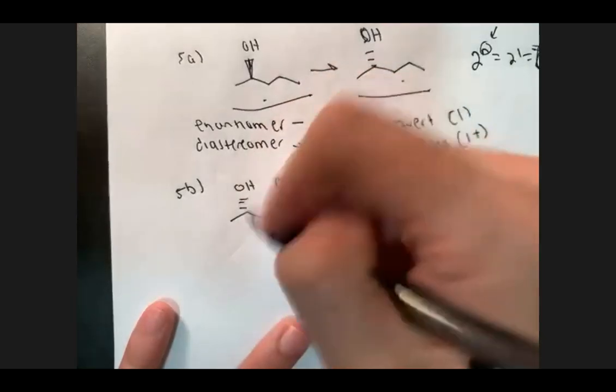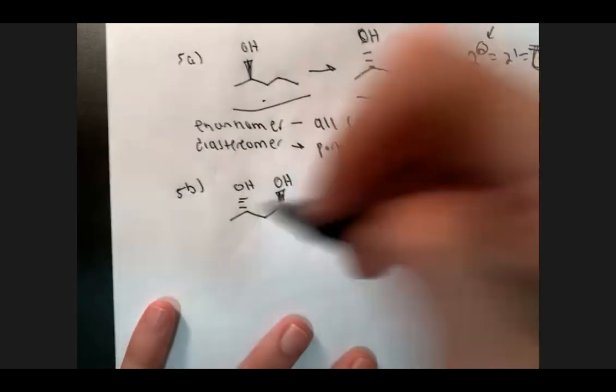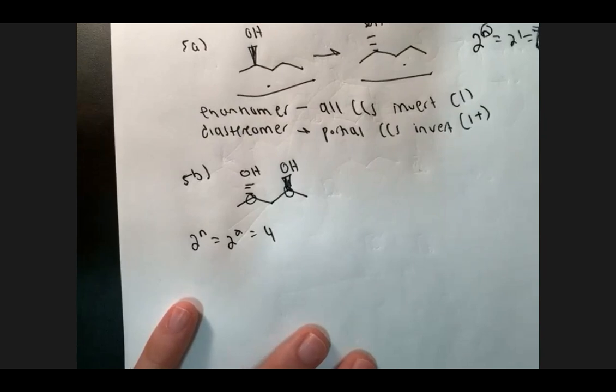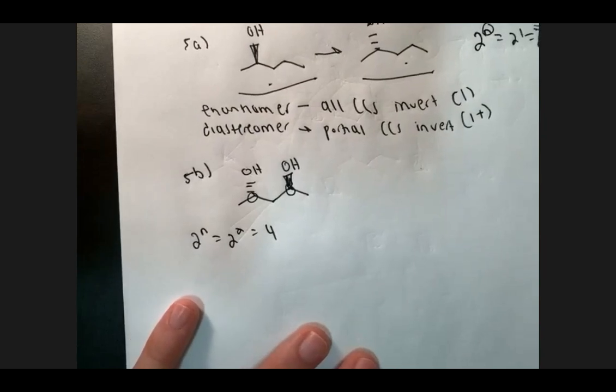All right, so we're here. So how many chiral centers? 1, 2, okay? So 2 to the n tells me it's 2 to the 2, which means 4. I need 4 total structures, okay? 1 is already provided. So what is my enantiomer?